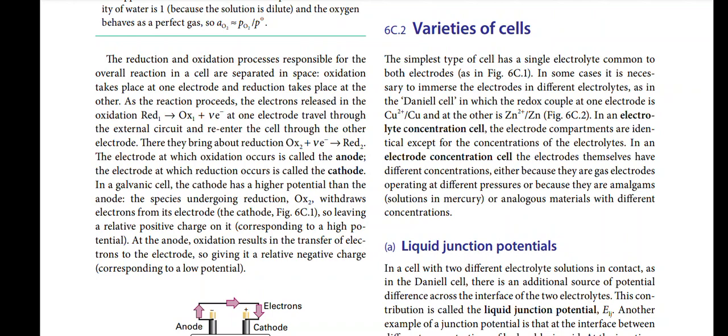In an electrolyte concentration cell, the electrode compartments are identical except for the concentration of the electrolytes. In an electrode concentration cell, the electrodes themselves are different concentrations, either because they are gas electrodes operating at different pressures or because they are amalgam solutions in mercury or analogous materials with different concentrations.